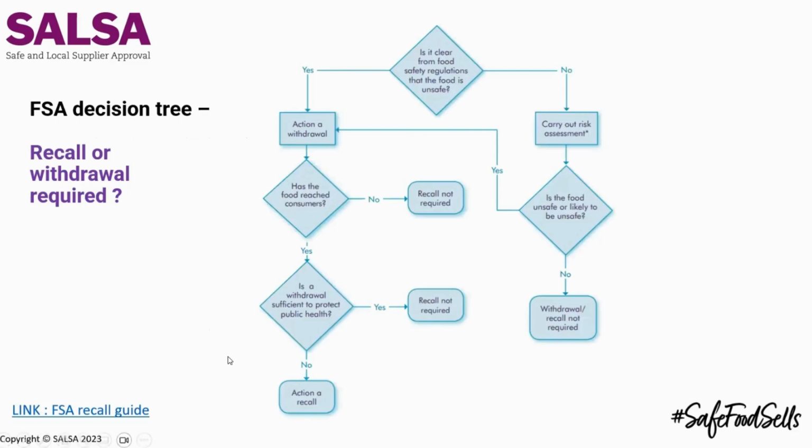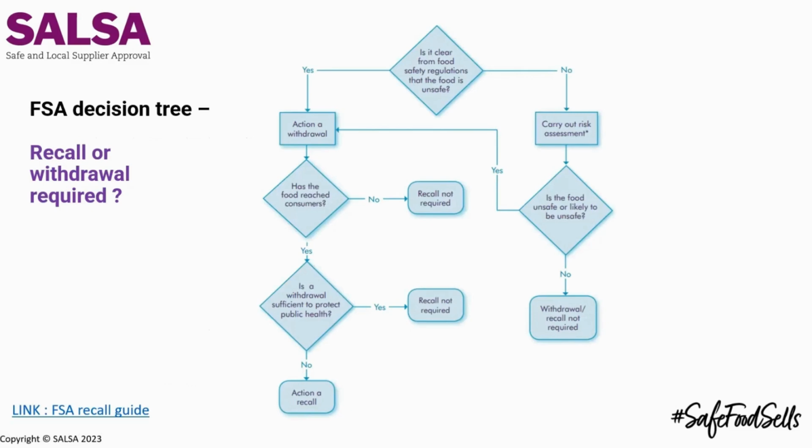So here, this is actually from the Food Standards Agency. They've got a really good guide, and it helps with the decision tree here. There's a link here, and I believe it will be sent out later. Again, it helps you to understand, once you've decided that food is unsafe, what actions you need to take.